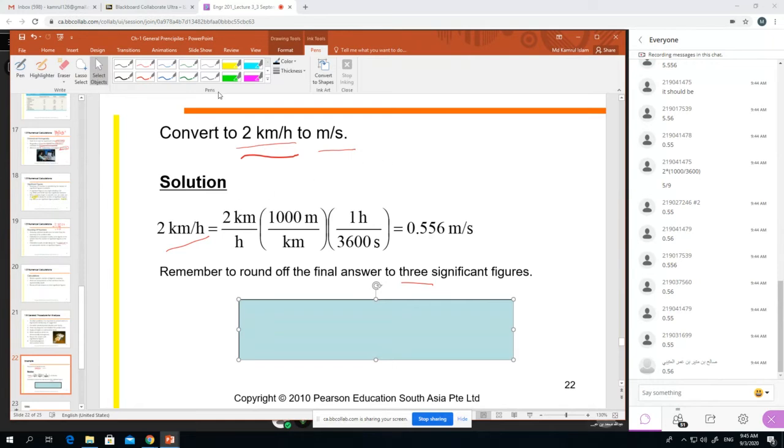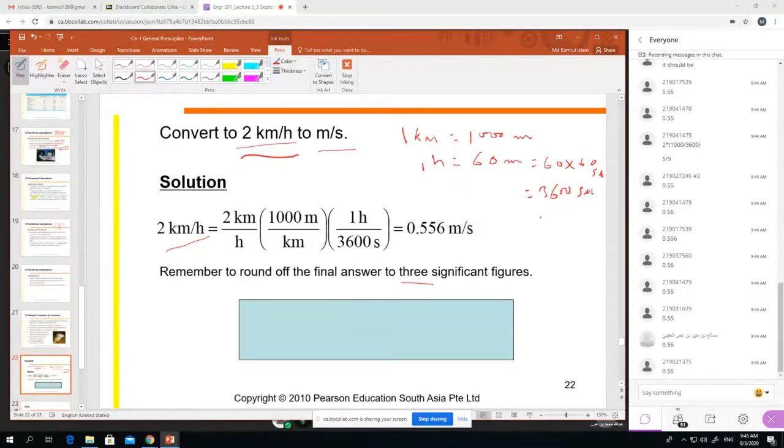We know here 1 kilometer equals 1000 meter, and 1 hour equals 60 minutes, right? Equal to 60 into 60 second. So 1 hour equals 3600 second, right? So yes, the answer is correct.